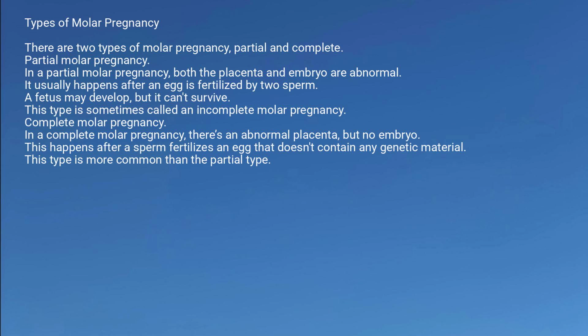Complete molar pregnancy. In a complete molar pregnancy, there's an abnormal placenta, but no embryo. This happens after a sperm fertilizes an egg that doesn't contain any genetic material. This type is more common than the partial type.